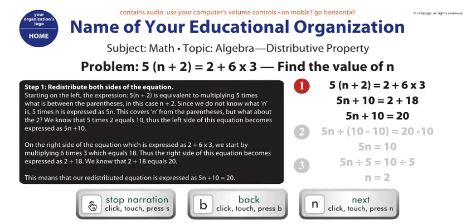Press S like Start to hear this information again. Press N like Next to go to step 2. Press B like Back to go back to the introduction. To go home at any time, press H like Home.